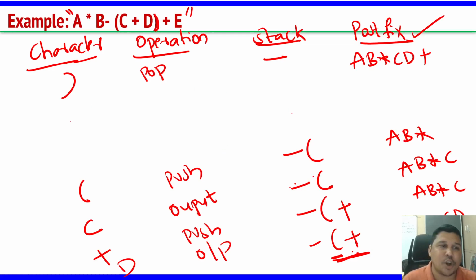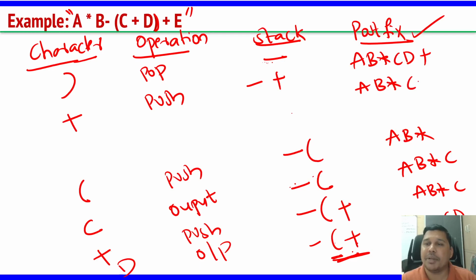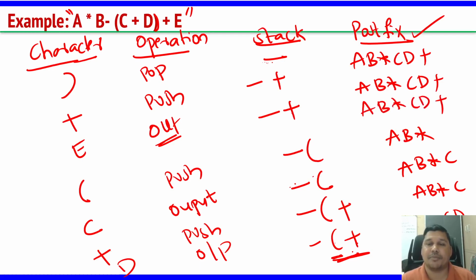Right? Next operator is plus. When there is plus, what do you have to do? Compare with the current stack. Does the current stack operator have more priority compared to plus? No, both have the same priority. Then just push it, add it. It becomes minus plus, and the expression remains the same, AB star CD plus. Next, I got E. Whenever you get E, simply output it. So the stack remains minus plus, and the expression becomes AB star CD plus, and E will come here.